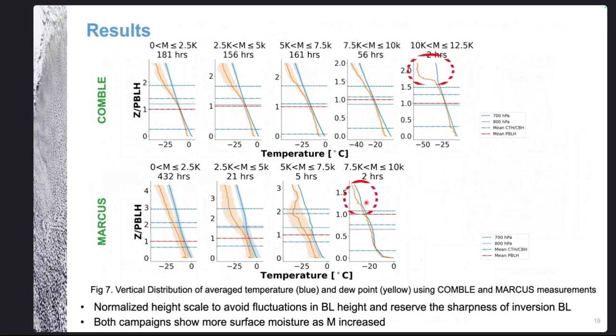The difference between these two campaigns is that during MARCUS, when the M is larger than 10 K, we see very large, very obvious dry layers above the boundary layer. So that might inhibit the boundary layer clouds from deep convection. But for the MARCUS, there is more moisture compared to the COMBLE.